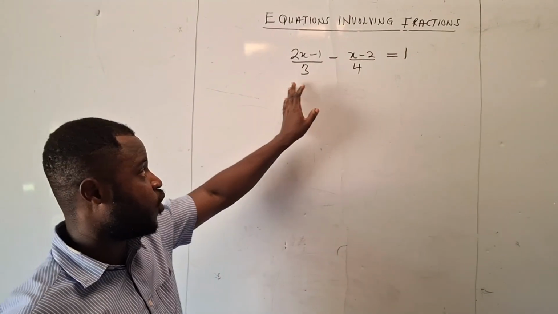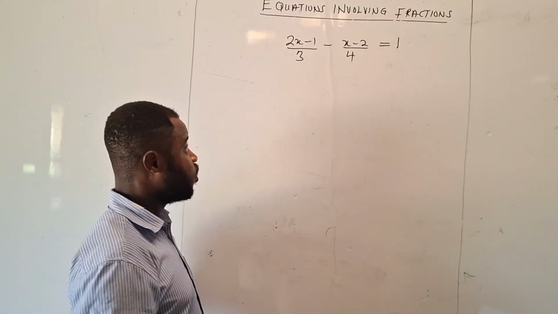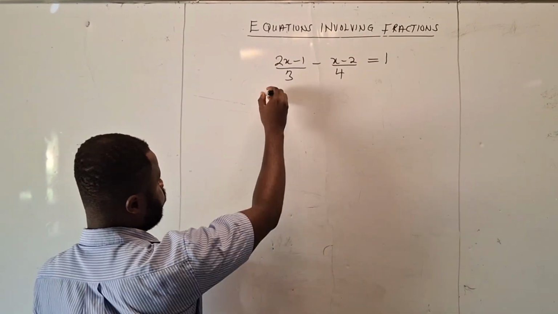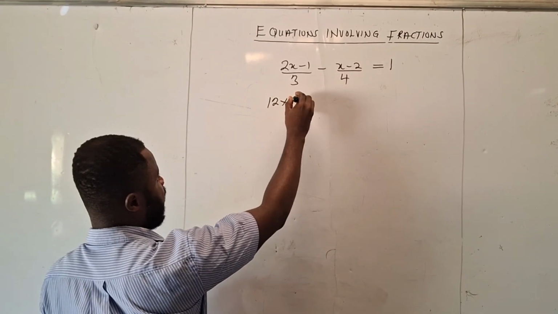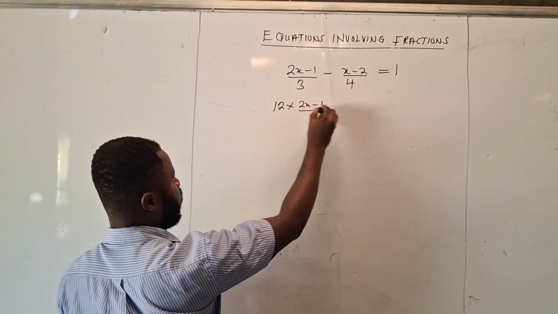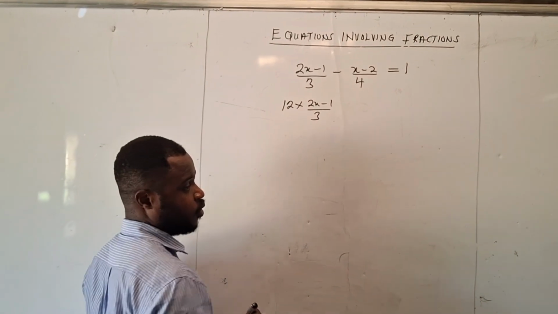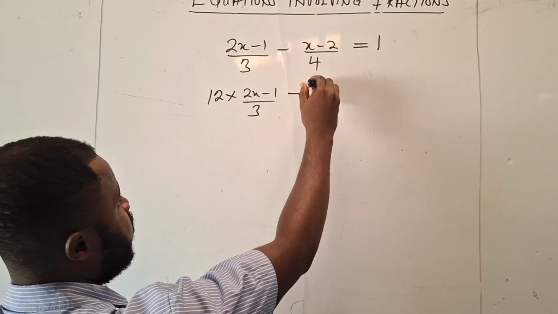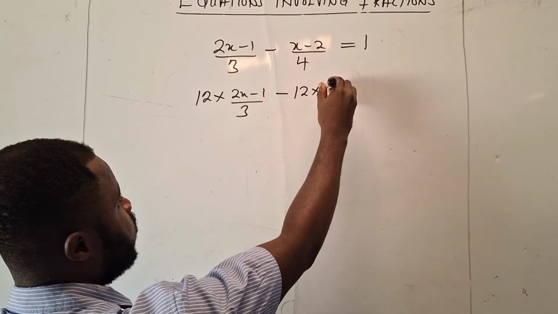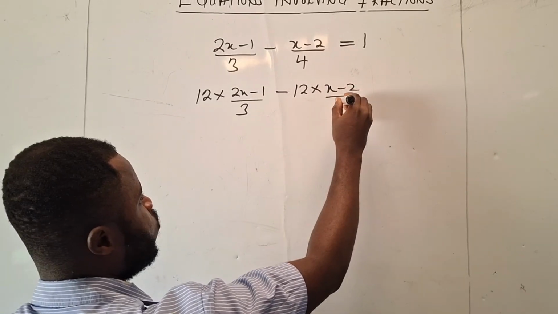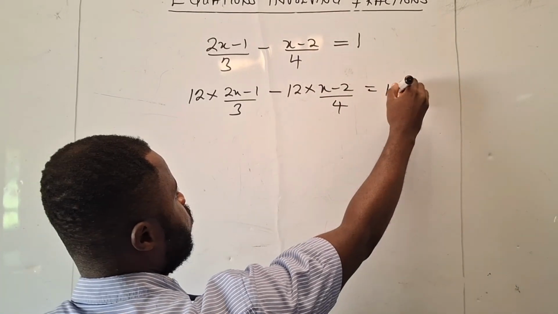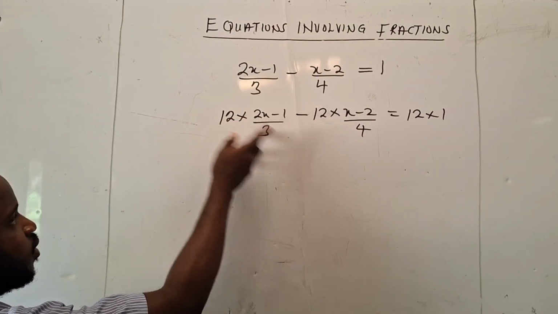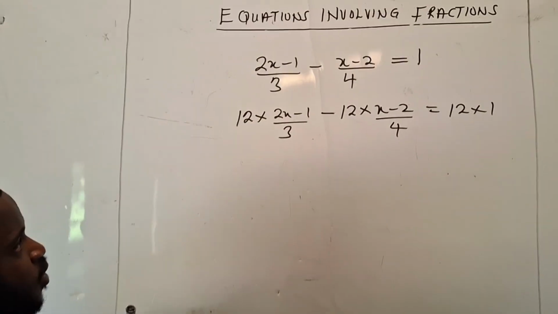So the LCM for 3 and 4 is going to be 12. So we are going to multiply through by 12. So here will be 12 times 2x minus 1 all over 3. Then we multiply here 12 by x minus 2 all over 4 is equal to 12 times 1. So we are going to divide through by the LCM.